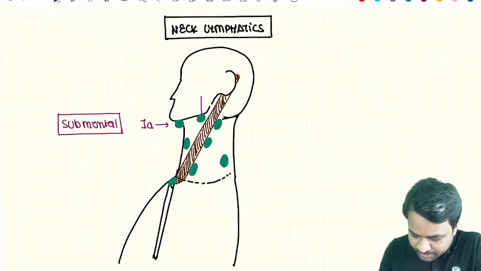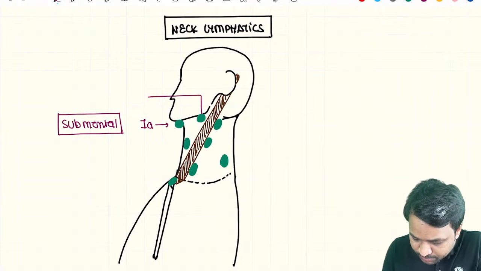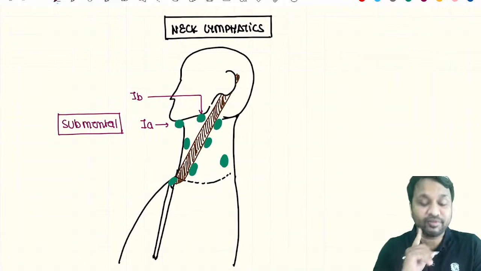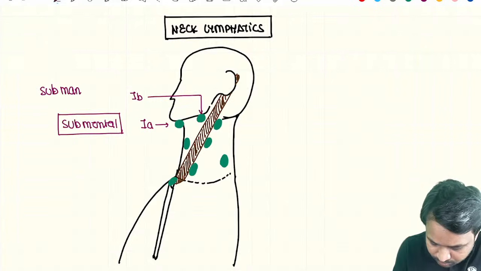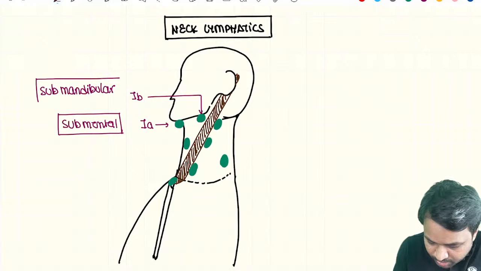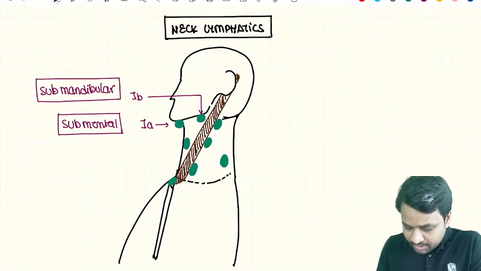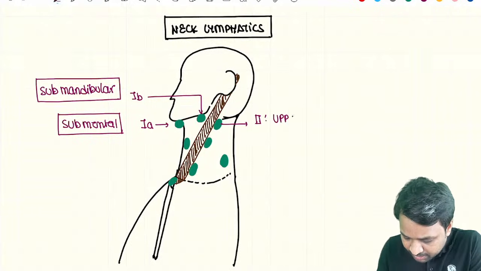Then you have one that is present across here. So another one which is present just below the mandible will be called 1B. So it is below the mandibular level. So this is called the submandibular group of lymph nodes, right? So we had the submental, now it is the submandibular group of lymph nodes, that is 1B. Then you have level 2. Level 2 is considered to be the upper jugular group of lymph nodes.